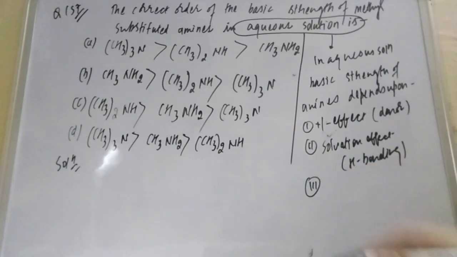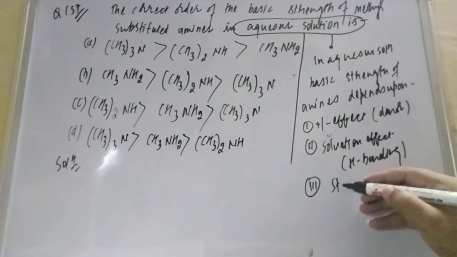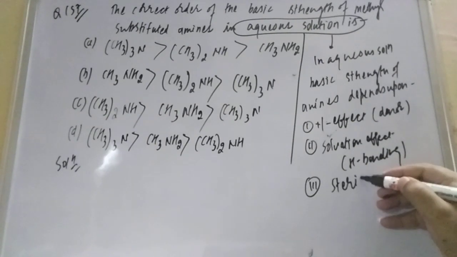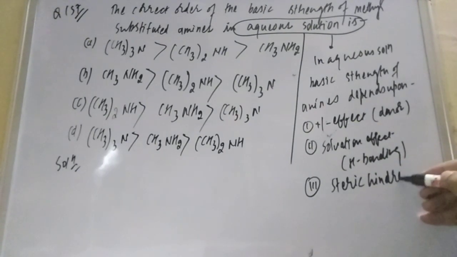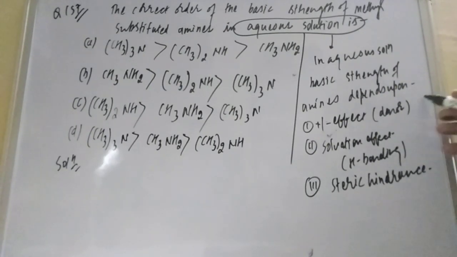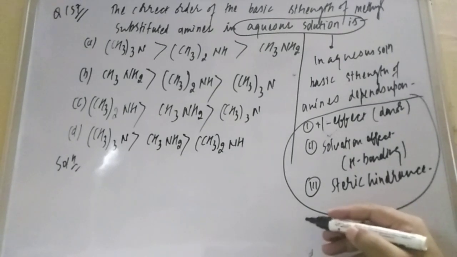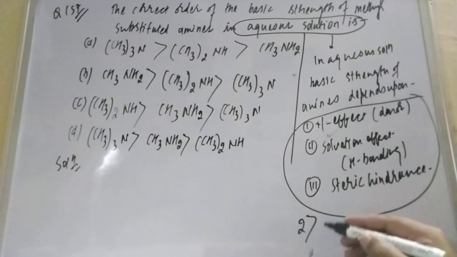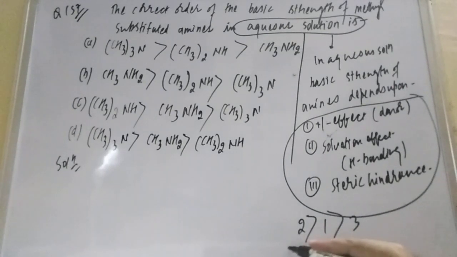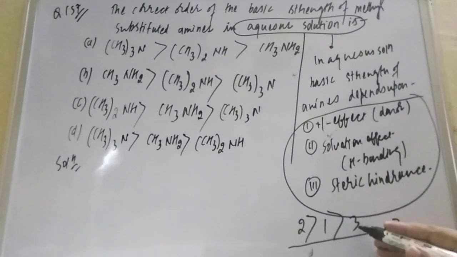The third is steric hindrance. These three factors together decide the basic strength of the amines in aqueous solution. So for aqueous solution, the order is 2 degree, 1 degree and then 3 degree. Because steric hindrance is quite high in the 3 degree amine, it is least basic.